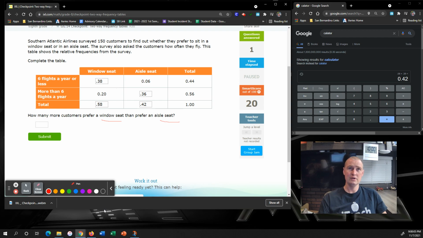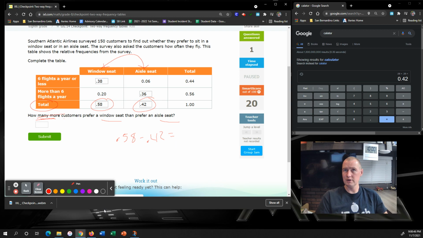Okay, so now we got to figure out 6 flights a year or less or more than 6 flights. Now, they didn't tell us about that. So what we're going to do here is use the total comparing the window seat and the aisle seat. So what do we need? We need to compare these two right here. All right, so because it says how many more customers, we're going to go ahead and just subtract the 0.58 and the 0.42. So 0.58 minus 0.42.